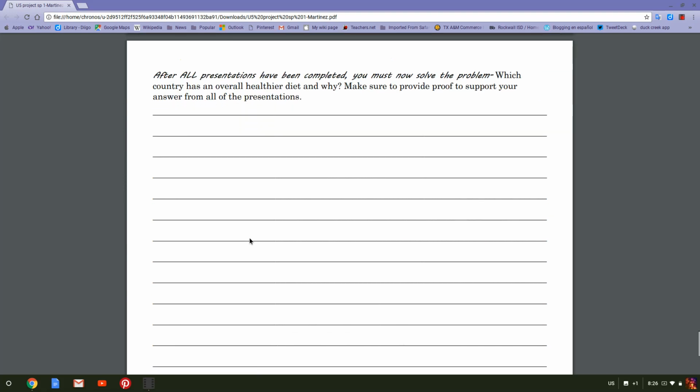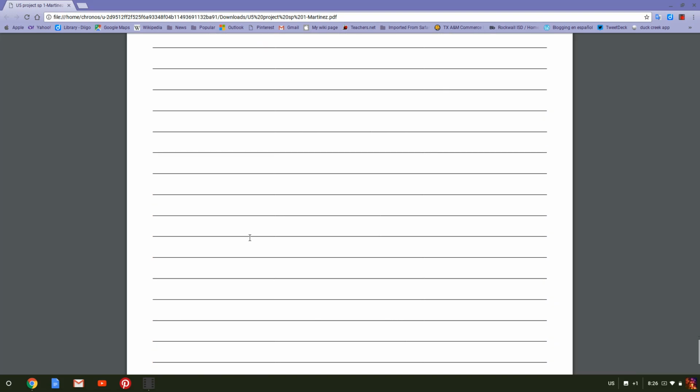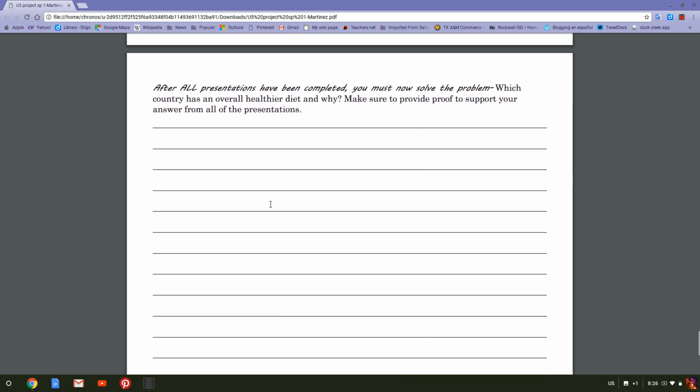And then at the very end, this is where they're going to do their pre-write for their problem solving. Once they've completed this, they will have to type it up and submit it through Google Classroom. Again, having to provide information or proof from their presentations.